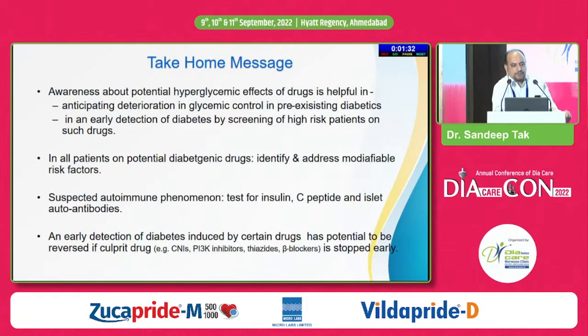So the take-home message here is that currently, when polypharmacy is almost a norm rather than an exception, we are using multiple drugs in these patients. We should be aware of the diabetogenic potential of these drugs. And if these patients are on diabetogenic drugs, we should be screening them regularly for development of hyperglycemia. And if hyperglycemia is detected and the culprit drug is stopped early, like the calcineurin inhibitors or PI3K inhibitors or thiazides or beta blockers, probably diabetes can be reversed.